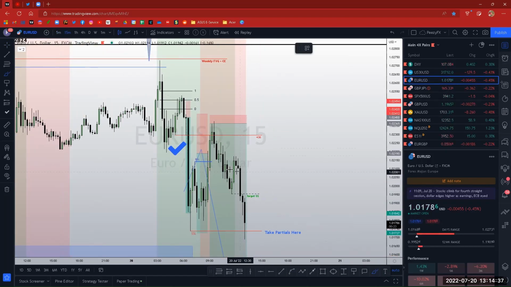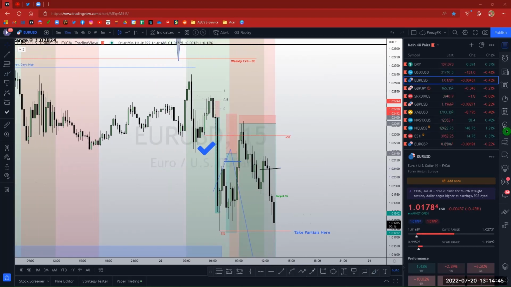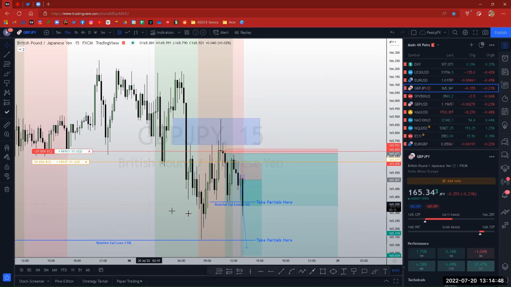Let me find this 15-minute chart. I placed my stop loss right up above 50% of this order block. Okay, that's where my stop loss is at. GBP JPY. I closed partials.